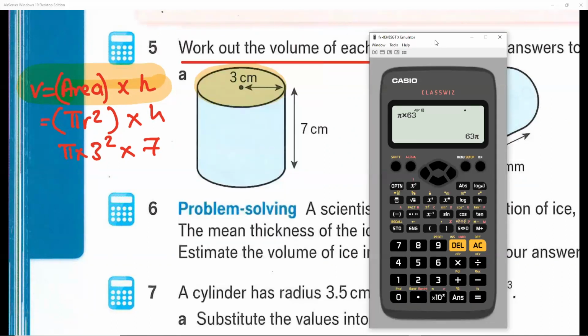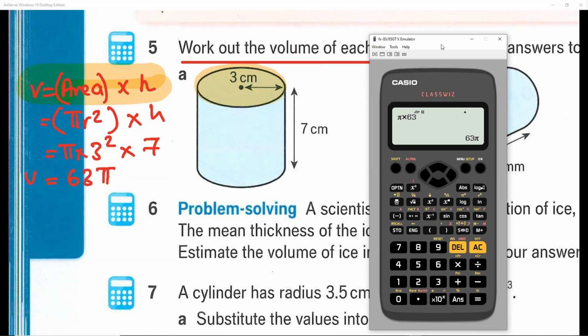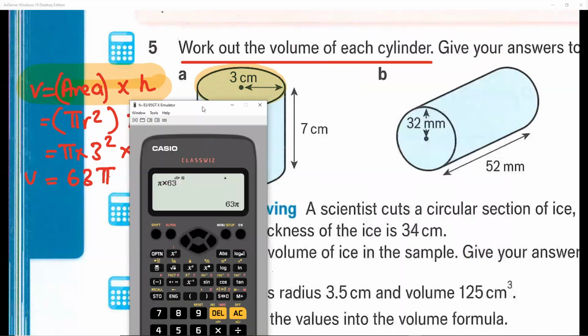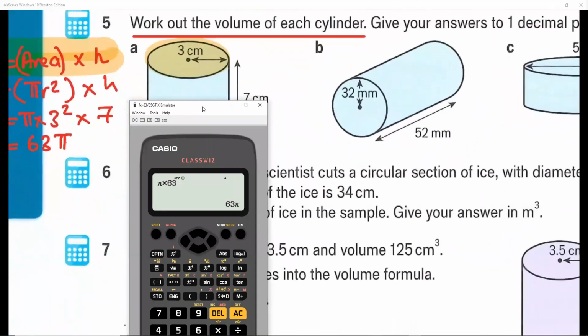So remember what I said to you before, this is called the pure answer. The pure. Nothing has been lost. Okay, now did it say 3 SF or something? What's it saying? Okay, it says give your answer to 1 dp.